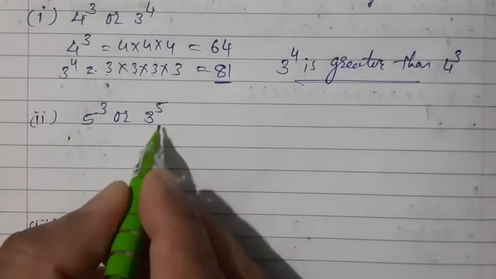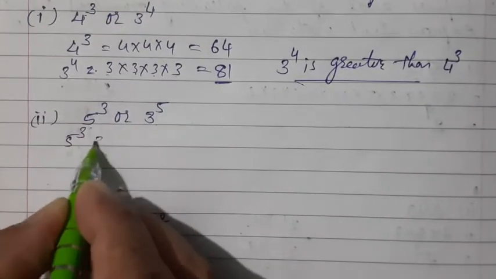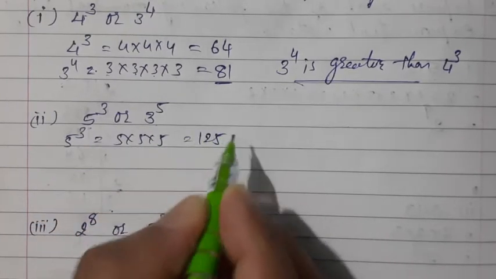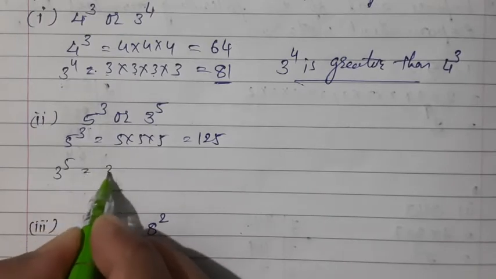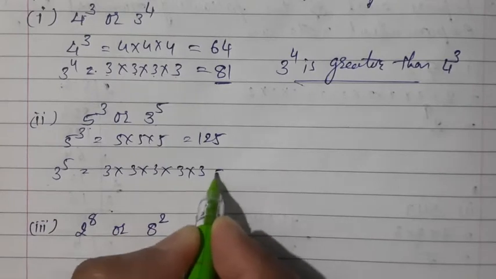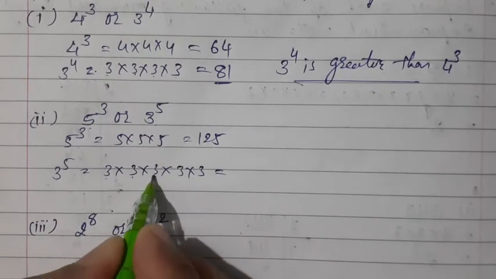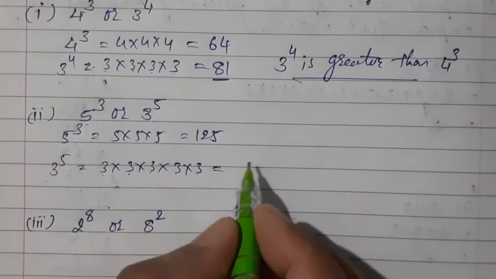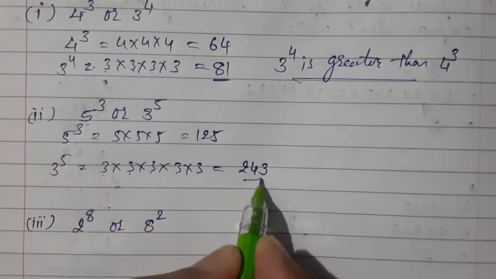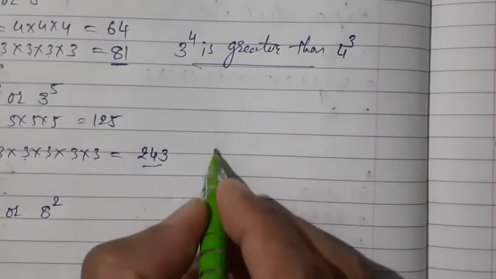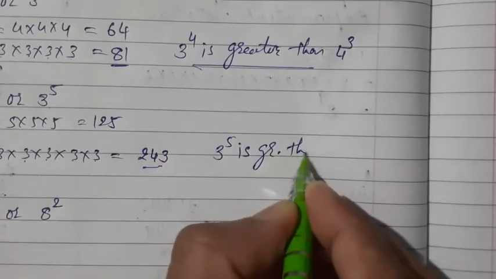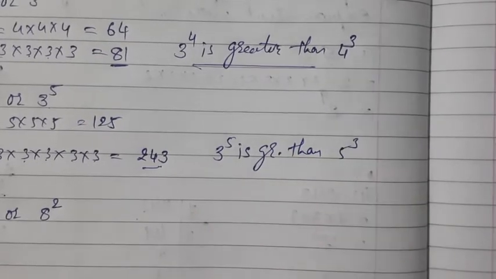Look, 5^3 and 3^5. Let me find out. 5^3 means 5 into 5 into 5, that is 125. And 3^5 means 3 into 3 into 3 into 3 into 3, 5 times. So 3 times 3 is 9, then 27, then 81, then 243. And 243 is greater. So 3^5 is greater than 5^3.